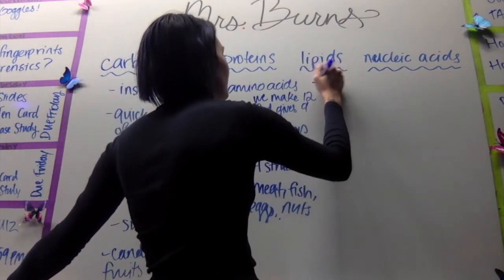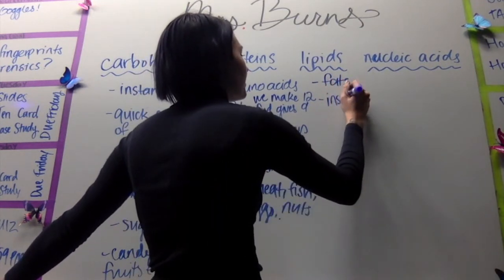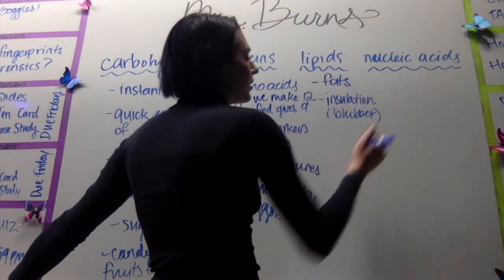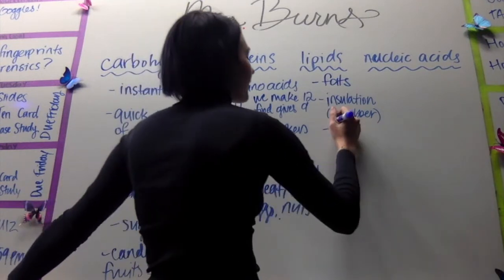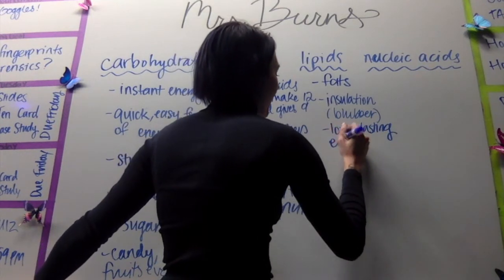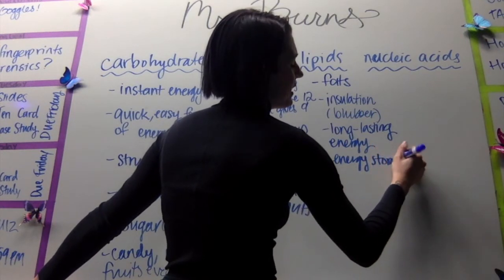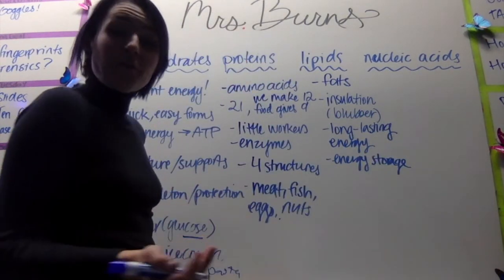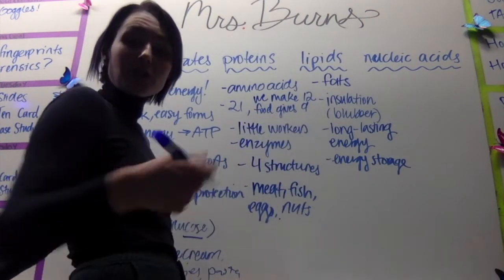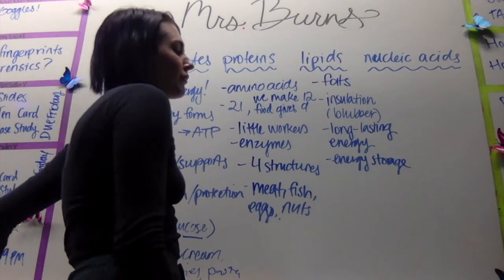All right, lipids. These are fats. These are important for insulation, like keeping you warm. That's why seals and sea lions have blubber, because that's a form of fat that keeps you really warm. They're good for long-lasting energy because our body will actually use fat to store energy. So we'll also say energy storage. If you eat a bunch of food, your body uses that food for energy. But if you don't use all of that food energy in a day, or over time, your body will start to store it as fat so that it can burn it for later if you need to. So that's why your body will store fat.